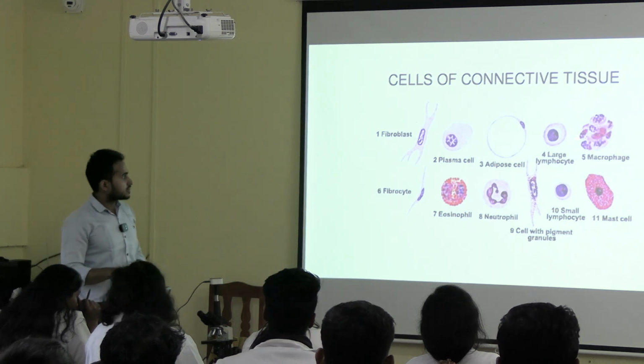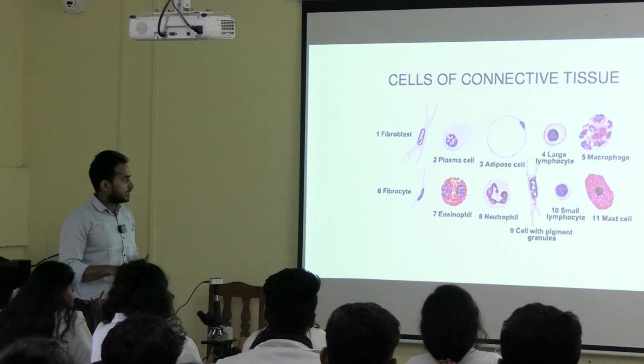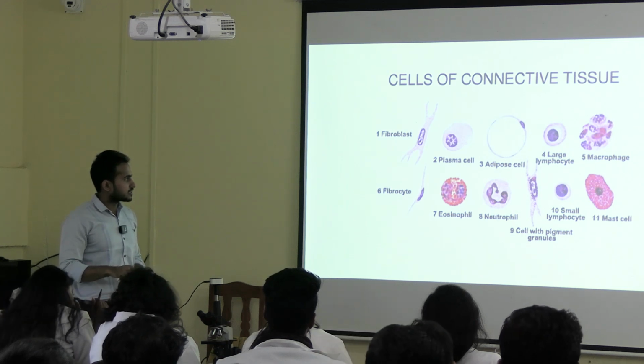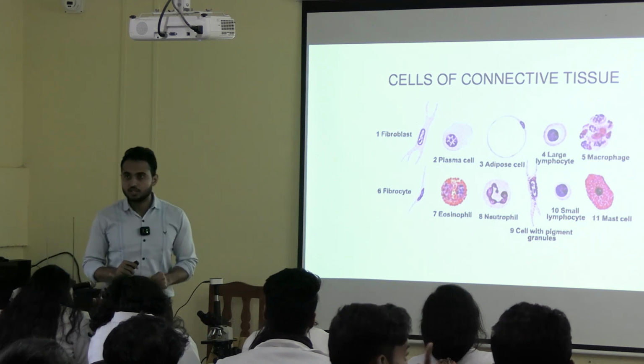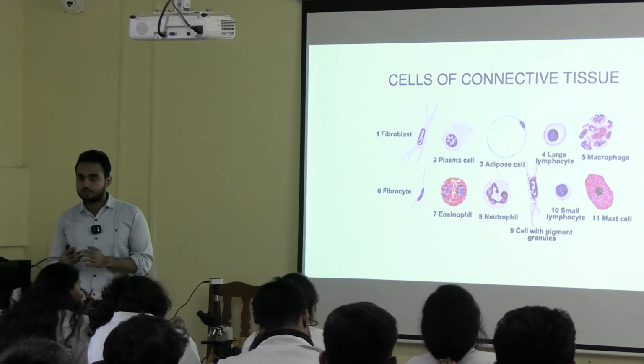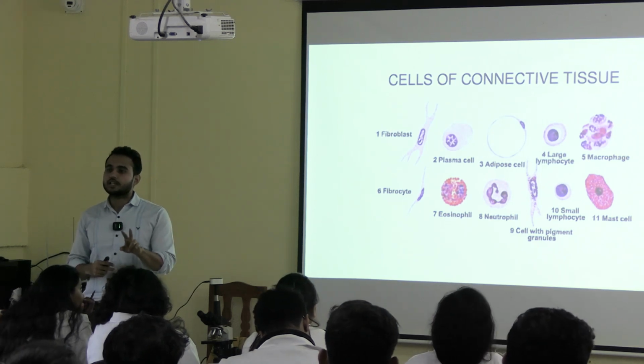Next, you can see the lymphocytes, macrophages, then neutrophil, eosinophil, then you can see the pigment cells, where pigment granules are present, and then mast cells. So we'll see one by one about these particular cells. So how many types of cells are there in a connective tissue?